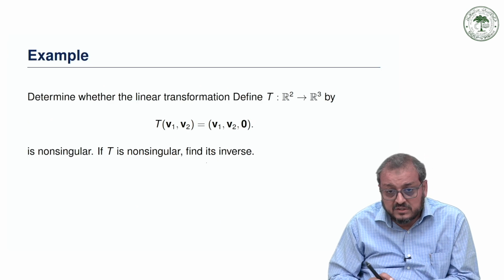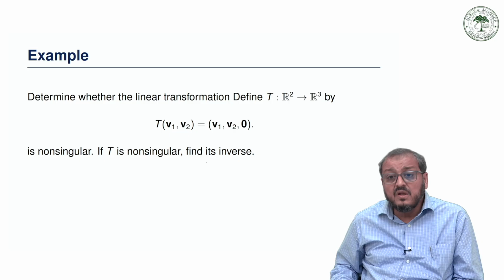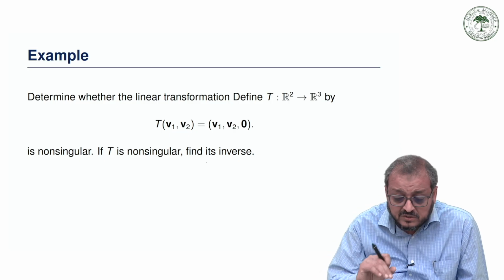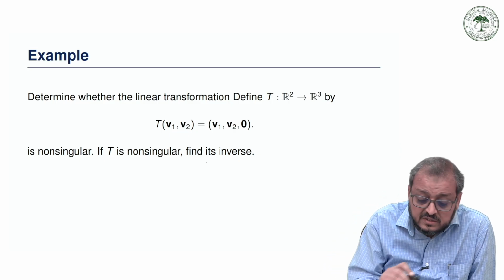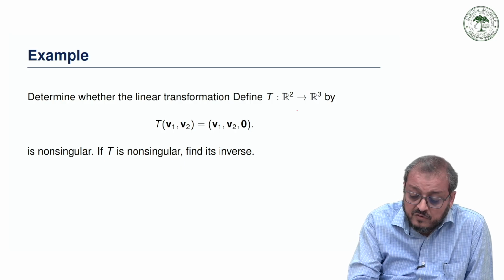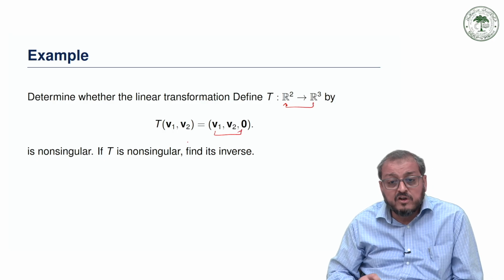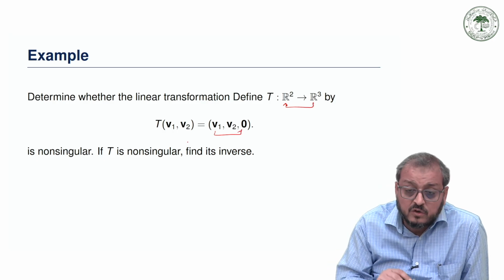Okay, now one more example. If it is non-singular, then we try to find the inverse. In this case, if you see, T of (v1, v2) again we define from R3, and this is equal to (v1, v2) is equal to 0.